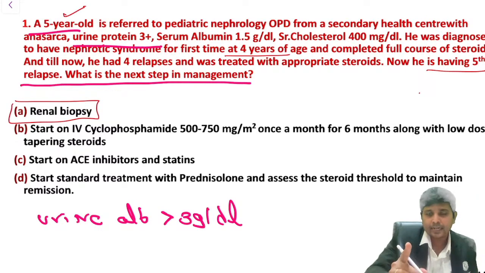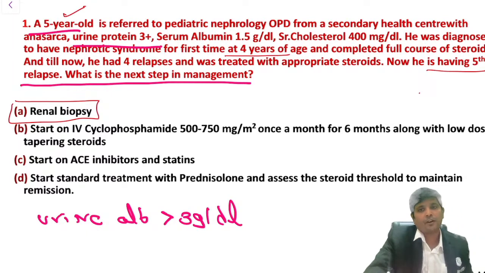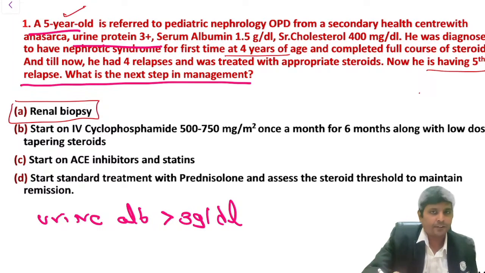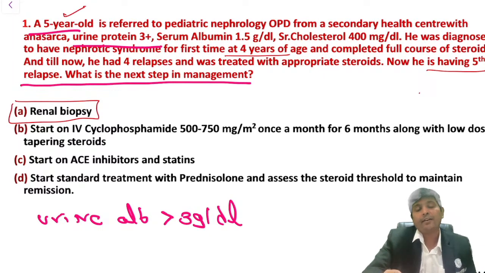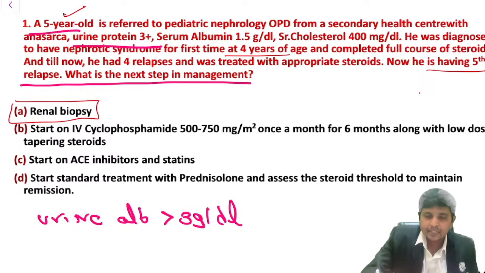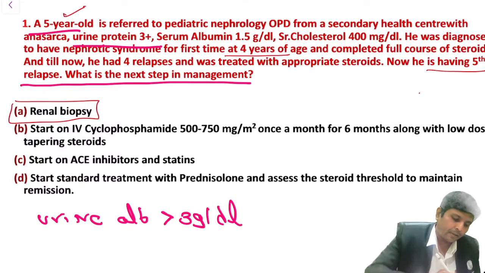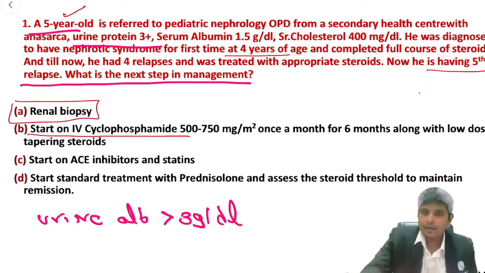Renal biopsy is indicated in case of steroid resistant nephrotic syndrome. What is steroid resistant nephrotic syndrome? Absence of remission even after 6 weeks of daily prednisolone of 2 mg per kg is called steroid resistant nephrotic syndrome. In those cases, you can go for renal biopsy. And what about IV cyclophosphamide? Again, IV cyclophosphamide is tried in cases of steroid resistant nephrotic syndrome and not in cases of steroid dependent nephrotic syndrome or frequently relapsing nephrotic syndrome, in which we use oral cyclophosphamide or levamisole.